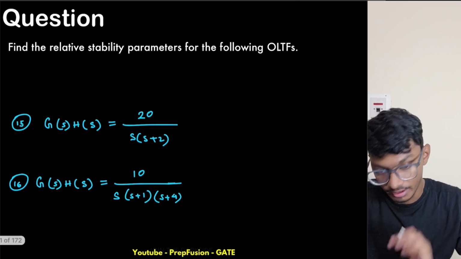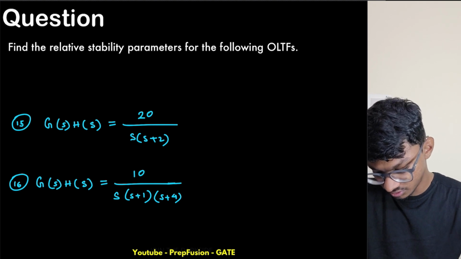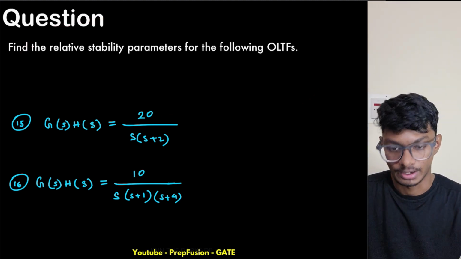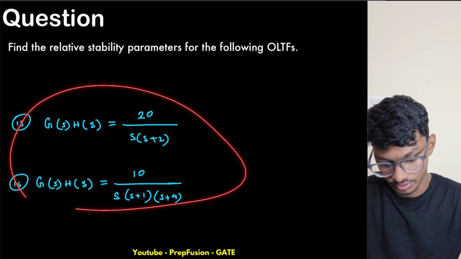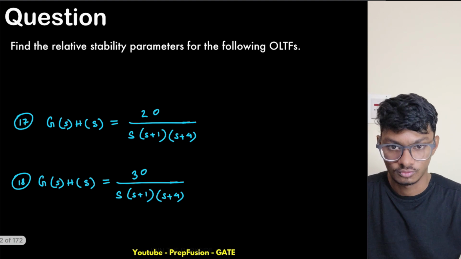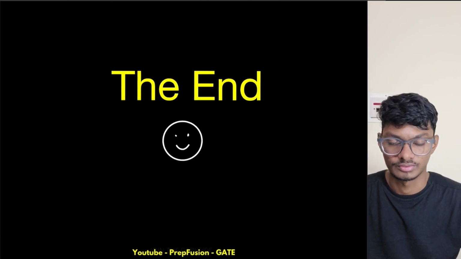So I'm giving you a few homeworks, as the lecture has already gone pretty long. The homeworks are these two things. Basically, find the relative stability parameters, basically the GM, PM, omega g and omega p, all these things. For all these 4 voltage cases, take the screenshot and find the relative stability parameters.